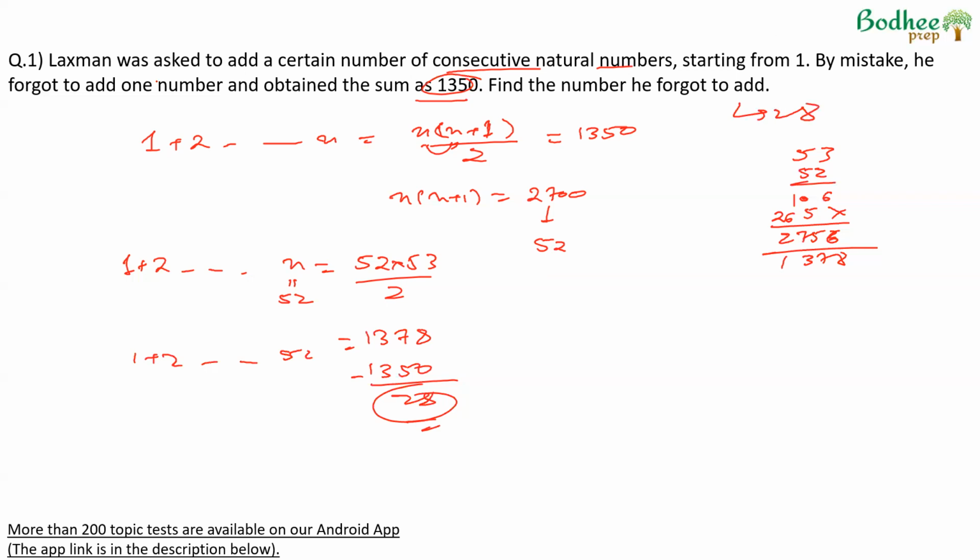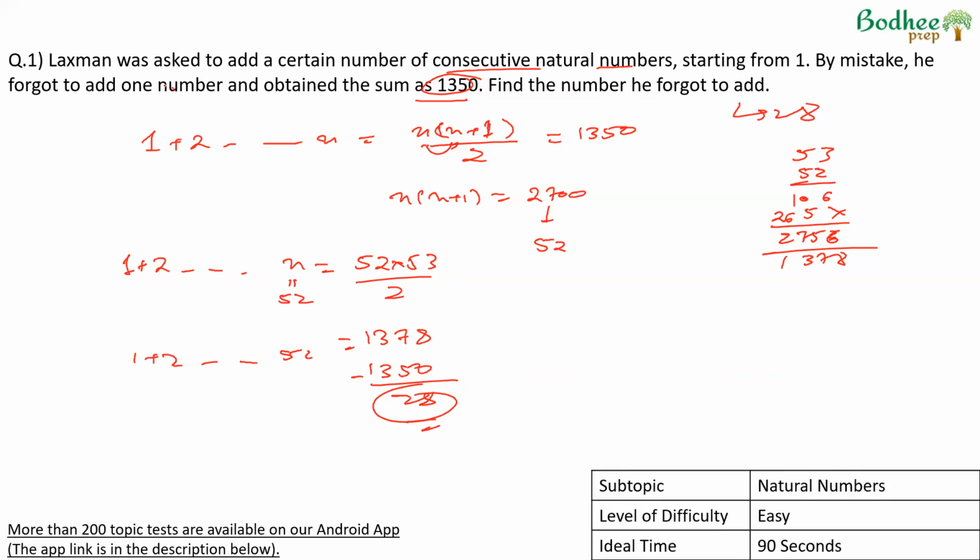That becomes the answer. Actually, this question is an easy question, because all we have to do is put the formula for sum of natural numbers and get an approximate number, the value that n can take, and from there we can get the answer in maybe 1 or 2 tries.